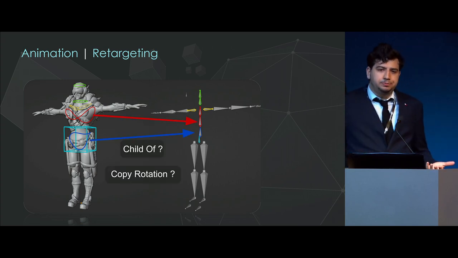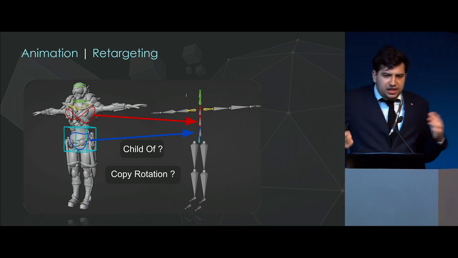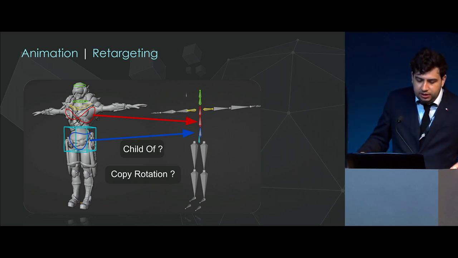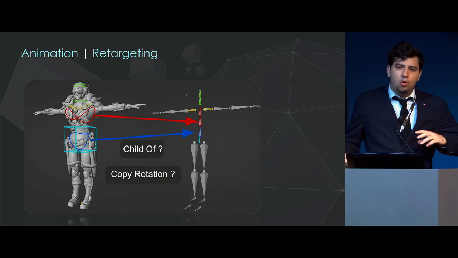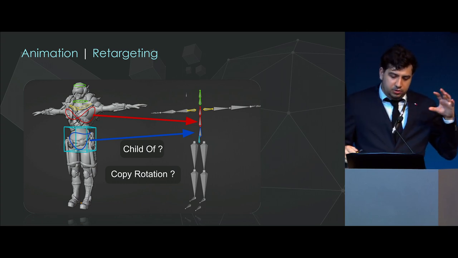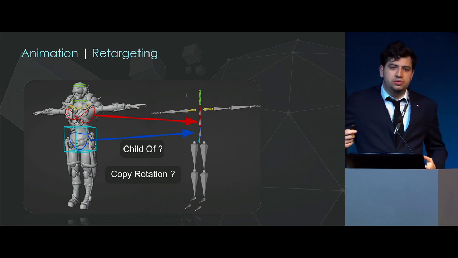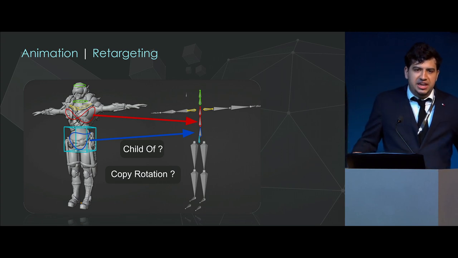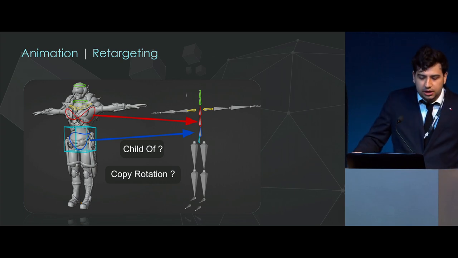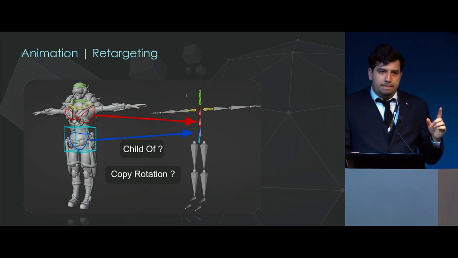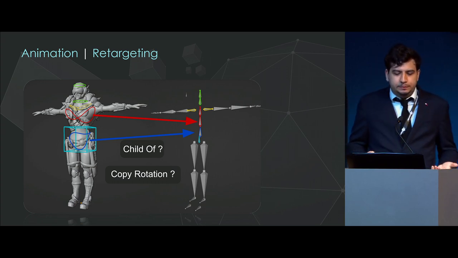But what about the spine? Do we use copy rotation? Do we use child-of? The answer is that it's not that simple. See, different skeletons, regardless if they are source skeletons or your own character skeletons, have different amounts of bones in their spine. So some may have 4, some may have 3, newer versions of Unreal support 6, and it's not easy to just move from our source skeleton to our target skeleton. So what do we do?